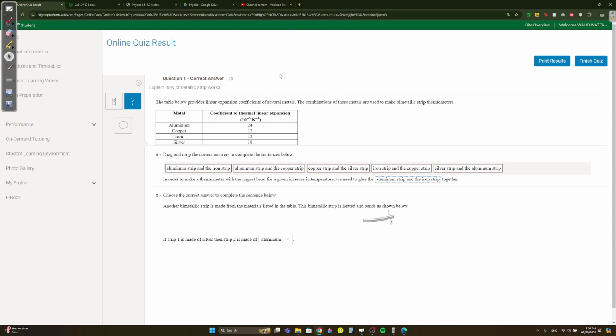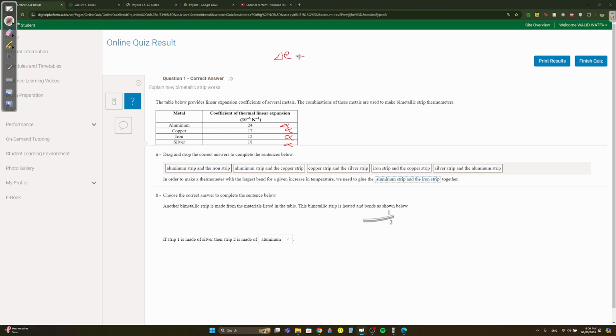Okay, 1.7 course practice quiz. Very easy. We shouldn't be longer than a 10-minute video. Okay, we have a table with the coefficient of thermal linear expansion. These are all their alphas. For the linear expansion, the formula is delta L.